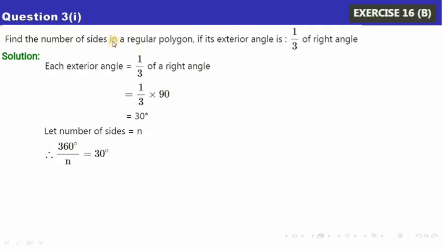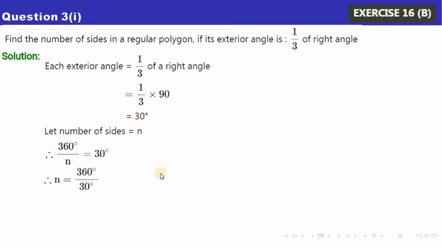In the case of a regular polygon, sides are equal, interior angles are equal, and similarly each exterior angle will also be equal to each other. Now you know the number of sides is n. That means there will be n exterior angles. If there are n sides, then there will be n interior angles and n exterior angles. The total of the exterior angles is 360 and there are n exterior angles, so the value of one exterior angle will be 360 degree divided by the number of exterior angles, n. This gives you the value of one exterior angle, which is 30 degree as per the question.